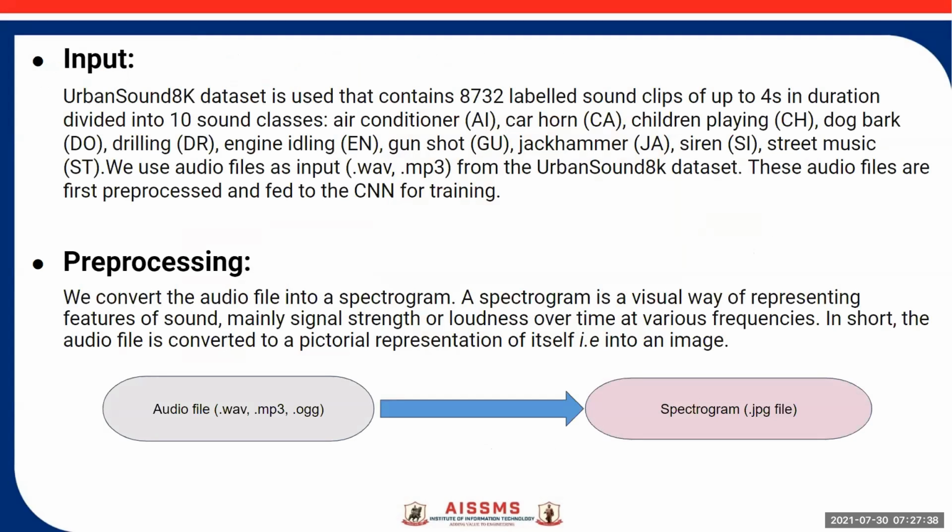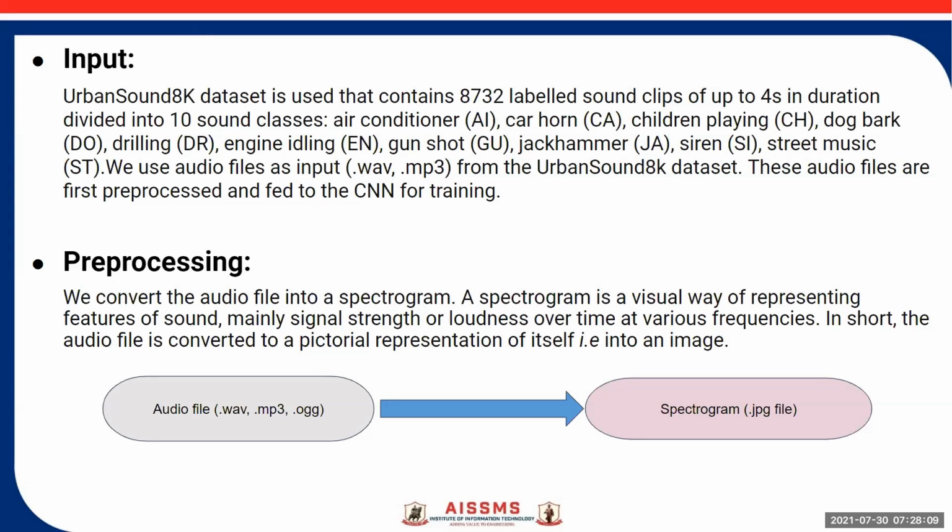For the input for the CNN model, we use Urban Sound 8K. Urban Sound 8K contains 8,732 labeled audio clips, which contain environmental sounds. We can see the types of classes mentioned here, like car horn, children playing, dog barking, drilling. These are all environmental sounds that we hear from our everyday environment and nature. Also street music, siren, and jackhammer. These are in the .wav format.